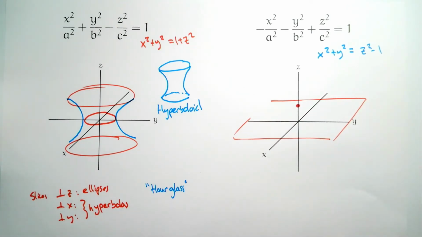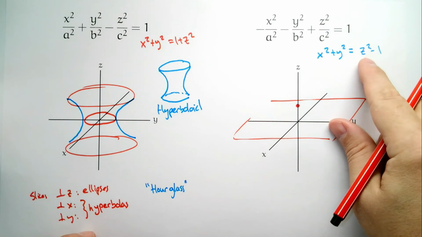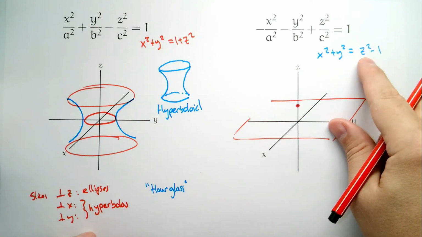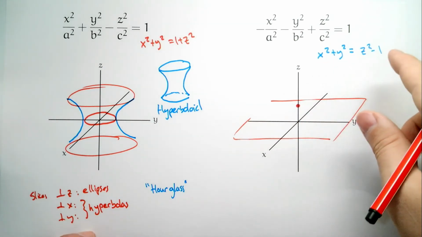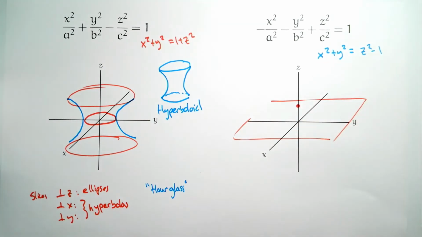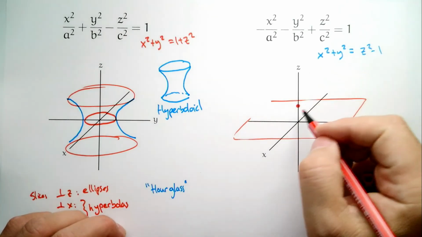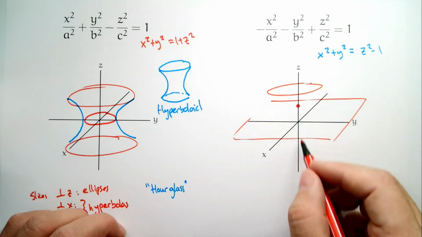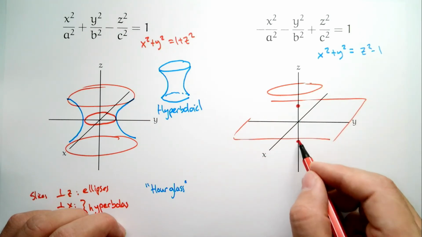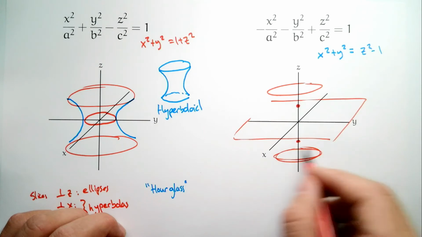So as I start moving up, I don't see anything until I hit z equals 1. And then I see a single point. And then what do I see? So what's going to happen after that? Suppose z equals 2. What do you see? Well, 4 minus 1 is 3. So you get x squared plus y squared equals a number. So what do you see as we go further up? You see circles. There's going to be a circle. And what happens upstairs, by symmetry, you're going to see the same thing happening downstairs.